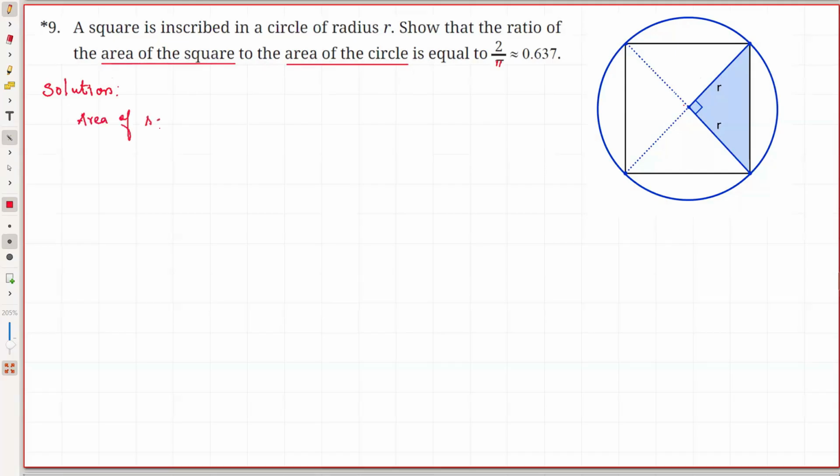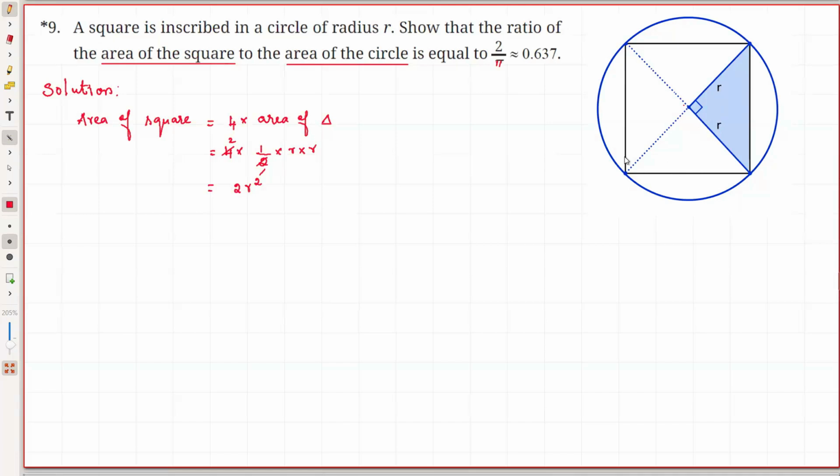So the area of the square is equal to 4 times the area of a triangle. As this is forming 90 degrees, we can use half of base into height. So 4 into half, with base taken as the radius and height also r. Simplifying, one 2 is 2, and 2 twos are 4, so the balance we are getting is 2 r square. The area of the square is equal to 2 r square.